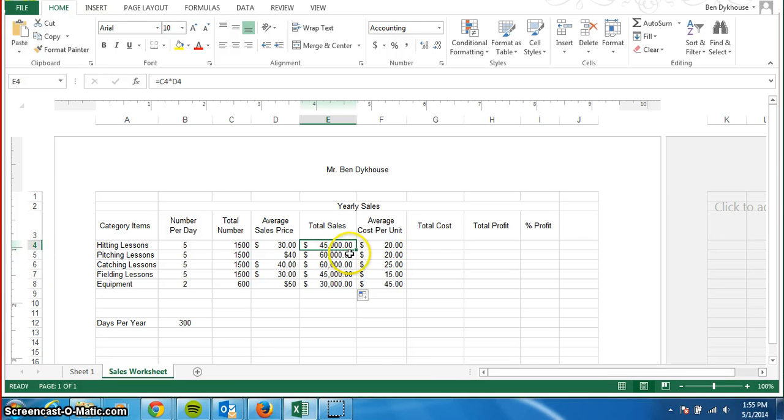So per year, I am selling $45,000 worth of hitting lessons. Now that sounds really nice, but be careful. Is that the amount of money I'm actually making? No. That comes in a minute, all right?